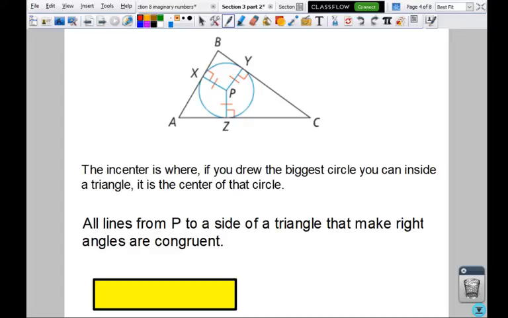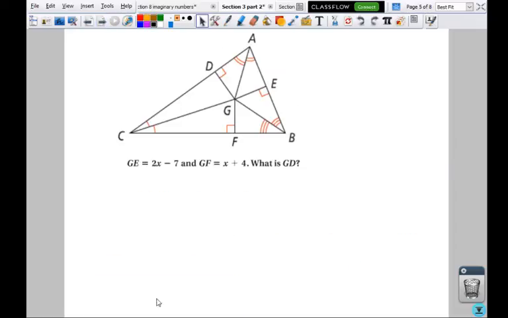Don't judge me. All lines from P to a side. Okay, that's to a side of a triangle. Right angles are congruent. No, but like right angles, because it's all of them. Wait, don't change it. I forgot the number. Grammatically correct. Not dramatically, grammatically. I thought you said dramatically. Grammatically. Okay. You got it, Tyler? I guess. Grammar, man.